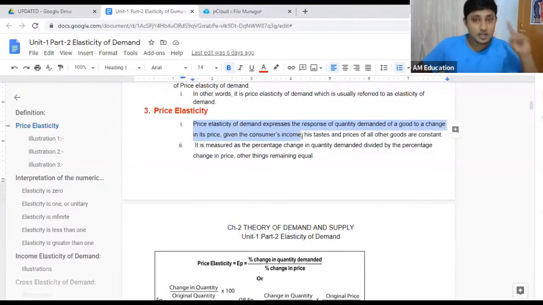Given the consumer's income, his tastes and preferences, and the prices of all other goods are constant. That means they want us to assume that all the other influences are constant, all the other variables are constant, right? It is measured as the percentage change in quantity demanded by the percentage change in price, other things remaining equal.